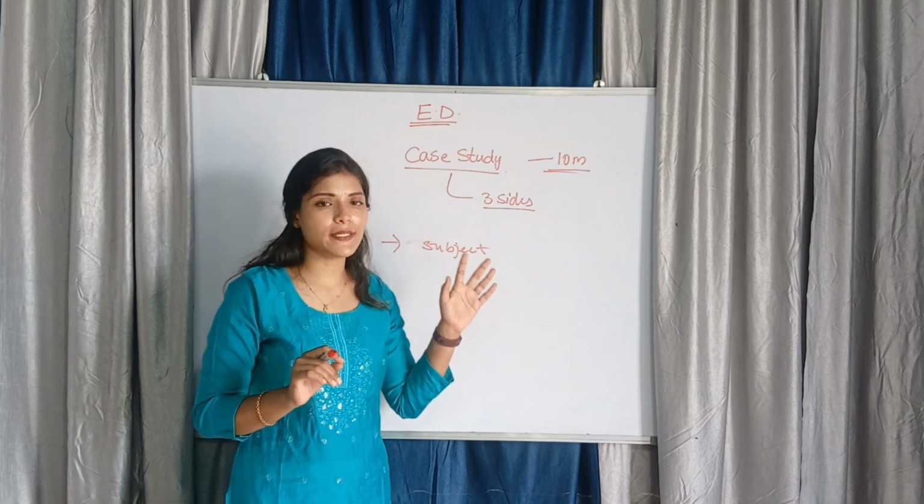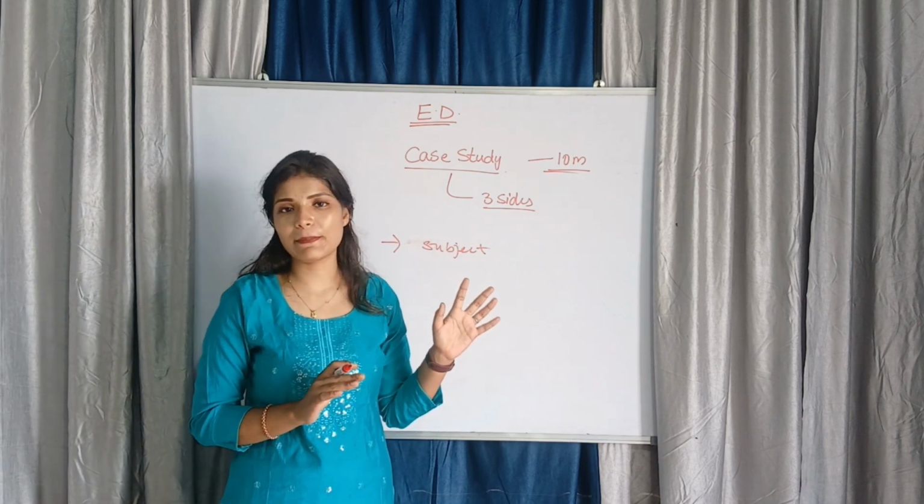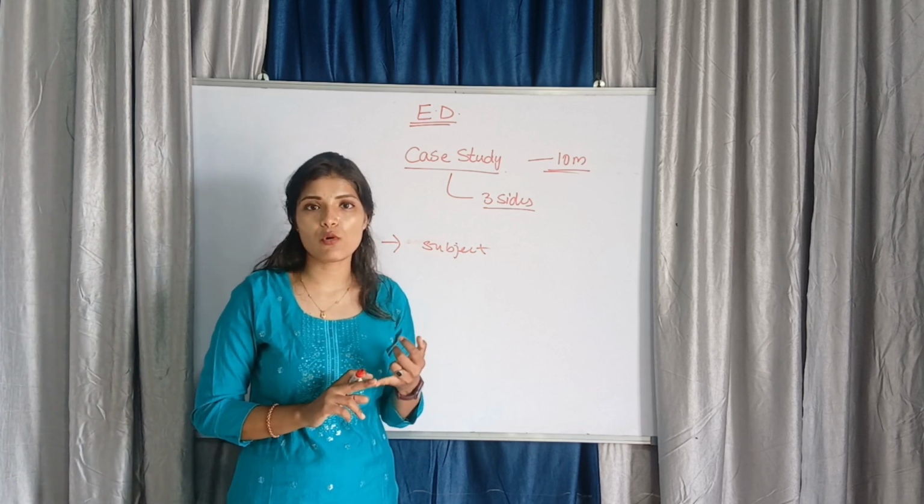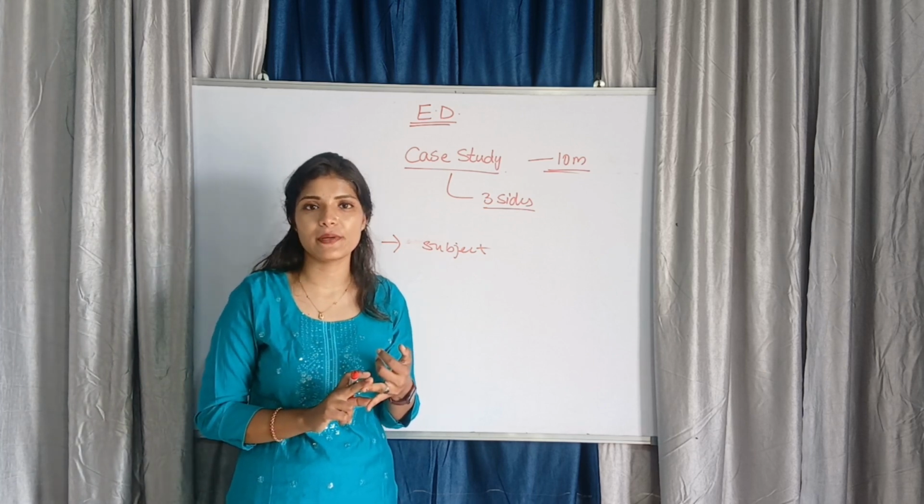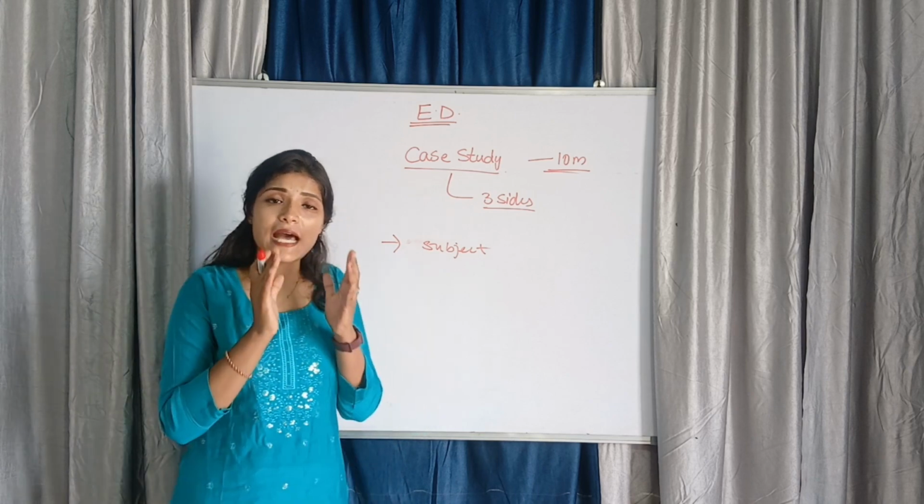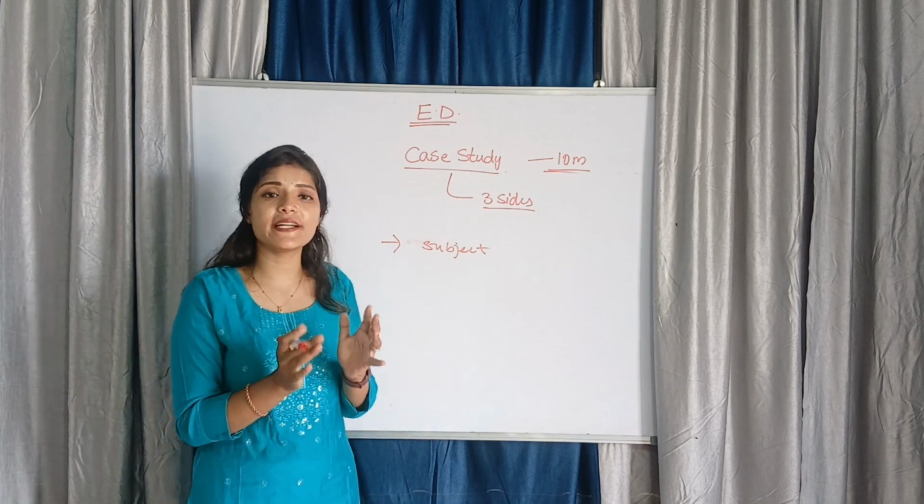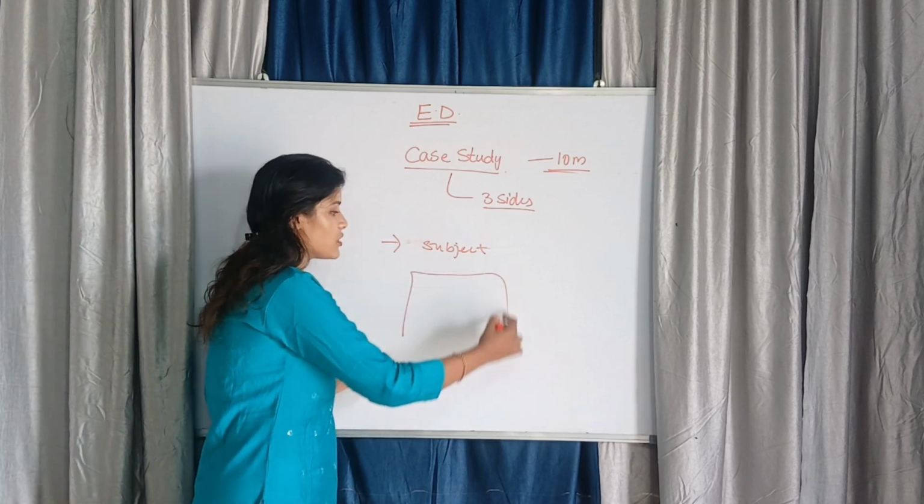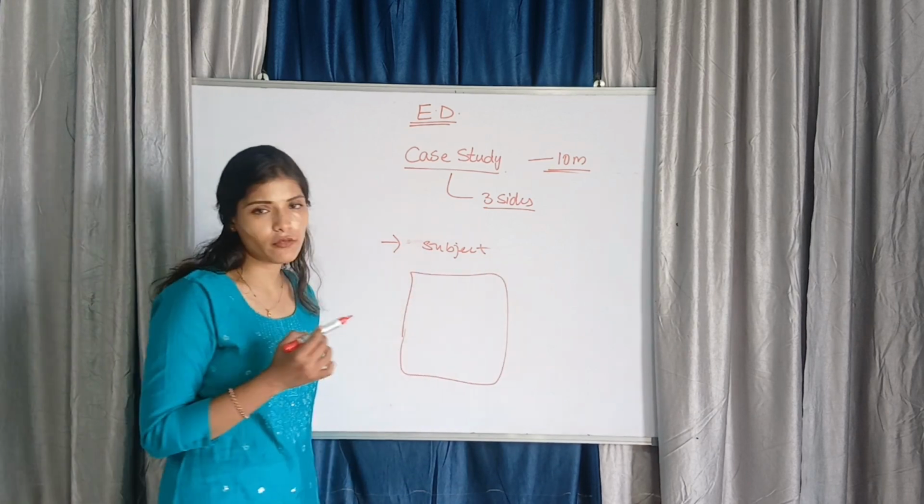Like in Entrepreneurship Development, what we will learn: what is entrepreneurship development, what is rural entrepreneurship, what is idea generation. This is all we will learn in the chapters. So those subject-related points only you need to include. Now I will tell you the structure, and based on the structure you need to write it.